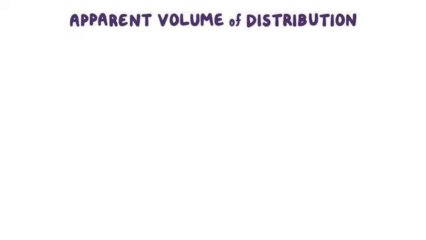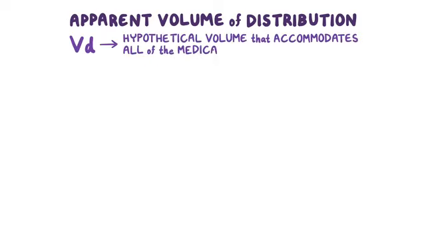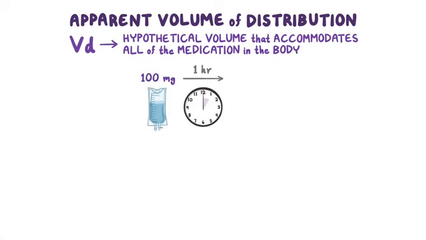Finally, an important concept is the apparent volume of distribution, or VD, of a medication, which is used to represent how extensively a medication is distributed throughout the body. It is the hypothetical volume that accommodates all of the medication in the body if the concentration throughout was the same as in plasma. Let's simplify this with an example. Let's say we inject 100 milligrams of a medication into the blood and none of it is excreted. Then an hour later we find the plasma concentration is 50 milligrams per liter.